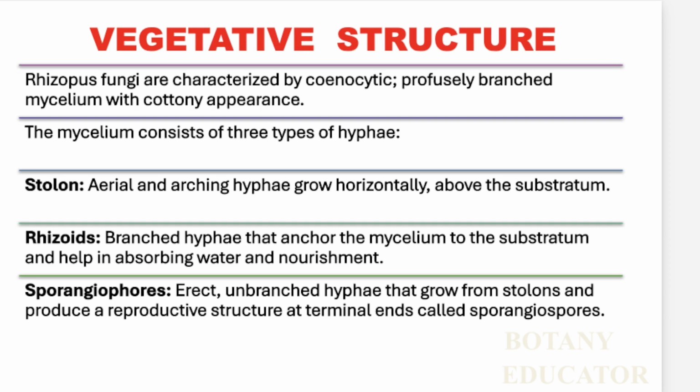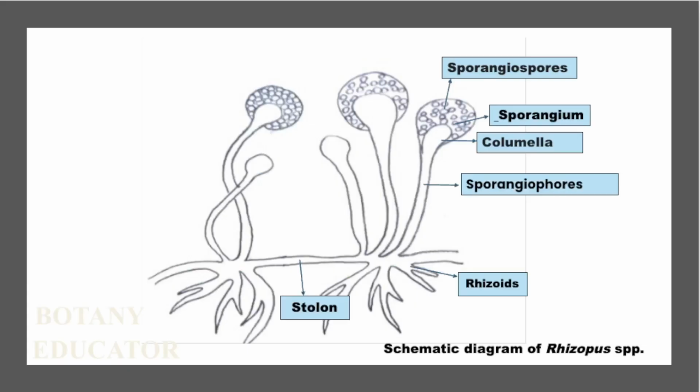If we study in detail, the mycelium consists of a network of hyphae, and the hyphae are of three types. The horizontal hyphae above the substratum are the stolons. The hyphae which get attached to the substratum are rhizoids. The ones which become erect and come above the substratum are sporangiophores, and they produce reproductive structures at the terminal called sporangiospores.